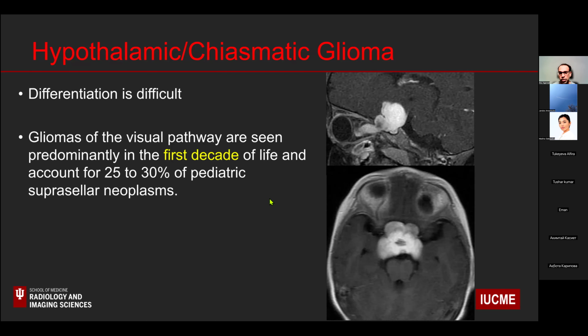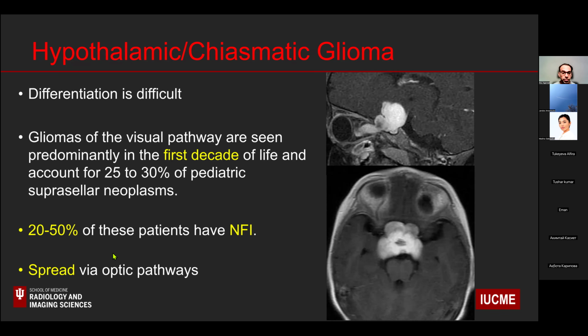This is a disease of young age, so usually in the first decade of life. And many of these will present with patients who have neurofibromatosis type 1. So it's important to know that association when you're diagnosing this disease.